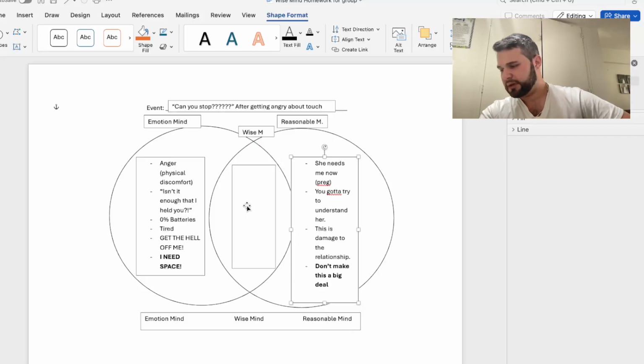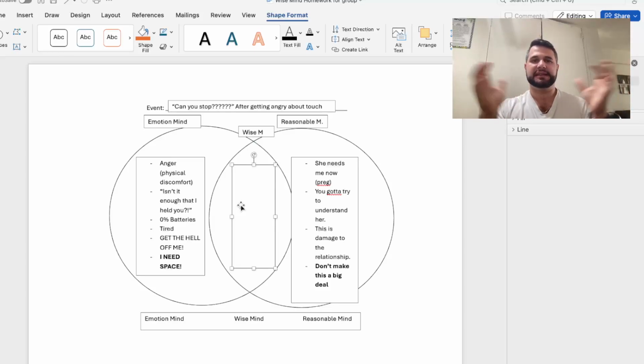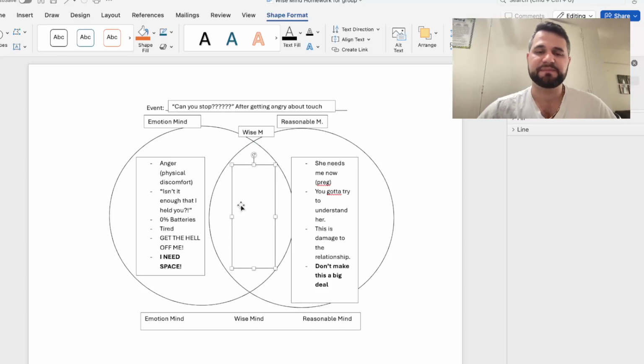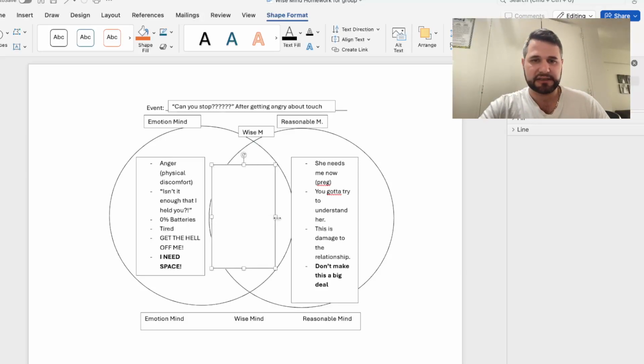And so, right, now we have to go to wise mind. We have to synthesize these two pieces of ourselves. And there's a clear contradiction here. Don't make this a big deal. Make it a big deal. You have needs. Don't worry about your needs. They're contradicting points within us, and we're trying to find balance in them. So let's take a look at that.